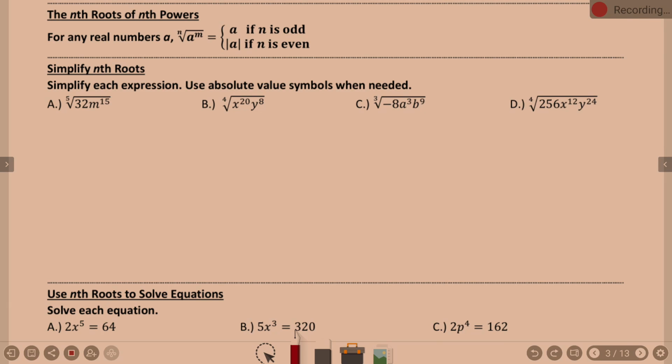So, for the definition, for any real numbers A, the nth root of A to the M is just going to equal regular A as long as we're talking an odd root. As long as we're talking an odd root, no issues. You just proceed with the problem as is, because in an odd root, you can have positive or negative answers. It doesn't matter what that value is.